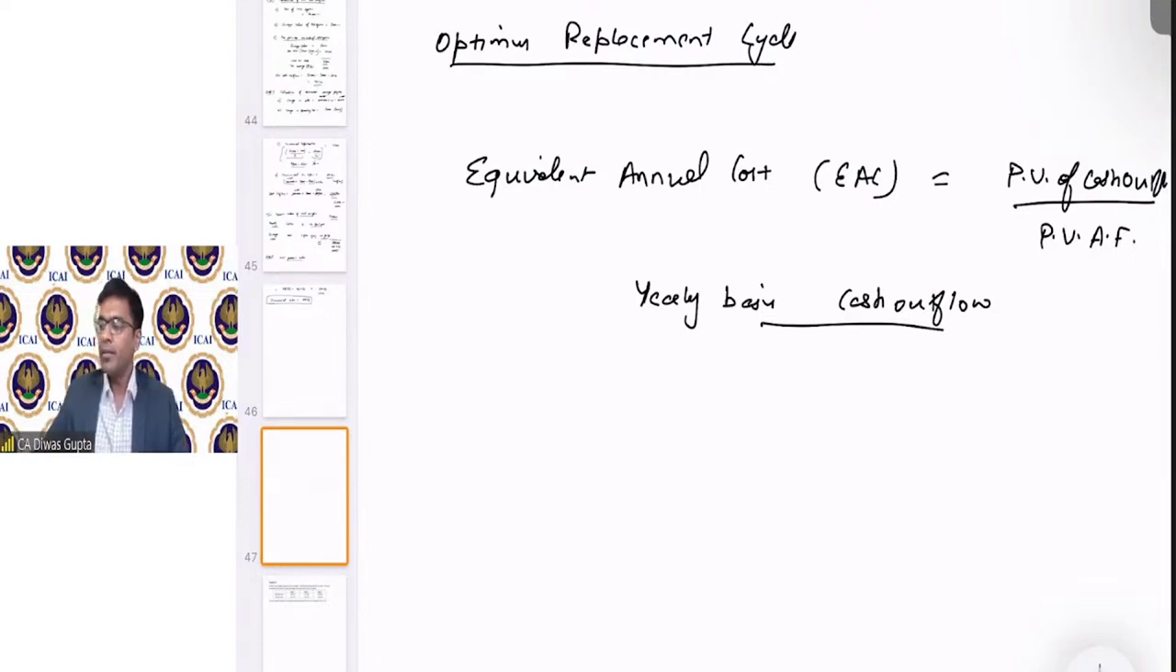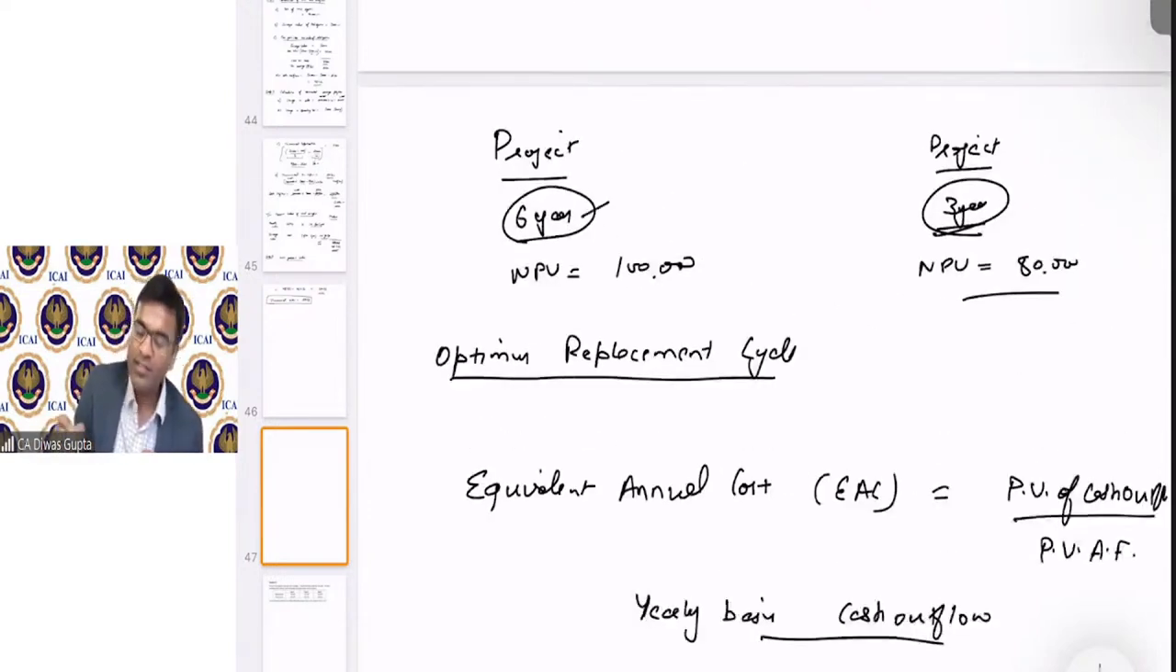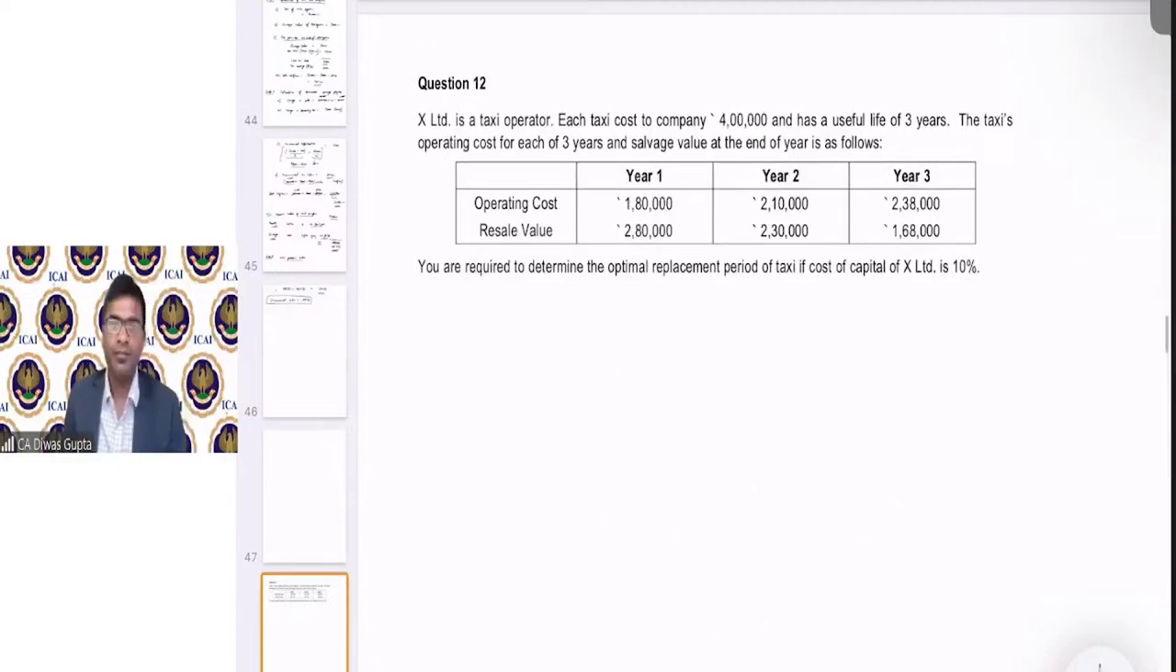But the essence of this concept is that we are trying to arrive at the yearly amounts and then do a comparison, because then only this 6 years and 3 years will become comparable. Once you arrive at the yearly amount for 6 years and the yearly amount for 3 years, then only it will be comparable. Let us understand with this question number 12.